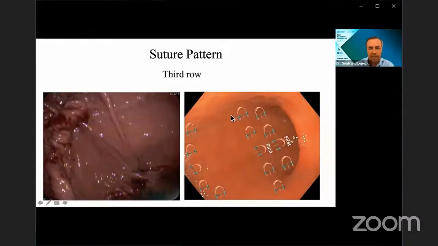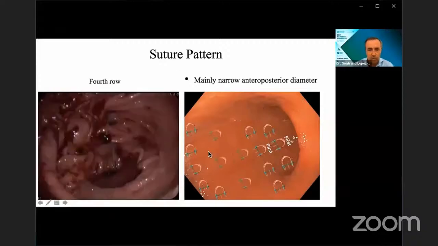At that moment, we can see that there is a big gap between the first 2 rows and the third one. So there is a gap in the middle, which is what we call the 4th row, and which is at the end done like a zigzag to try to fill the gap between the other rows. This 4th row, we try to do it in the anterior-posterior way in order to narrow this diameter.